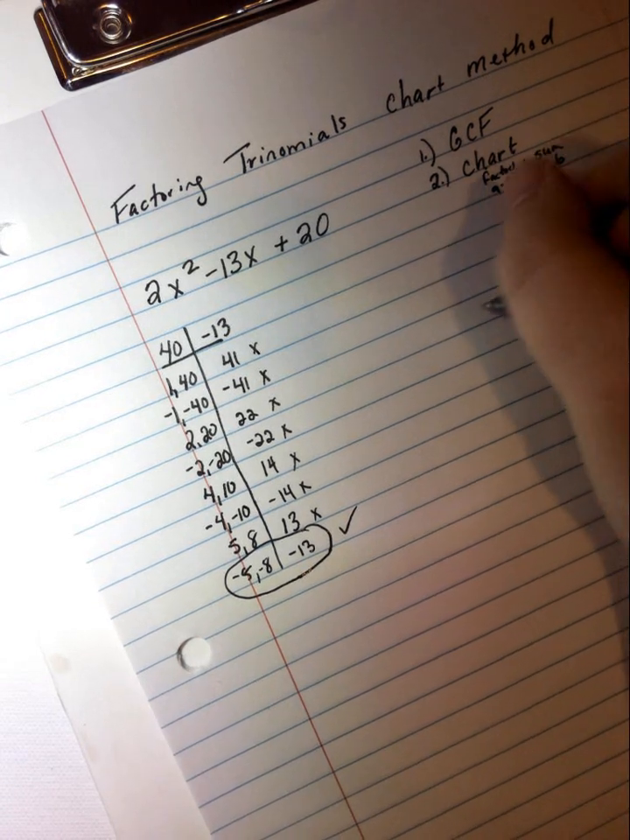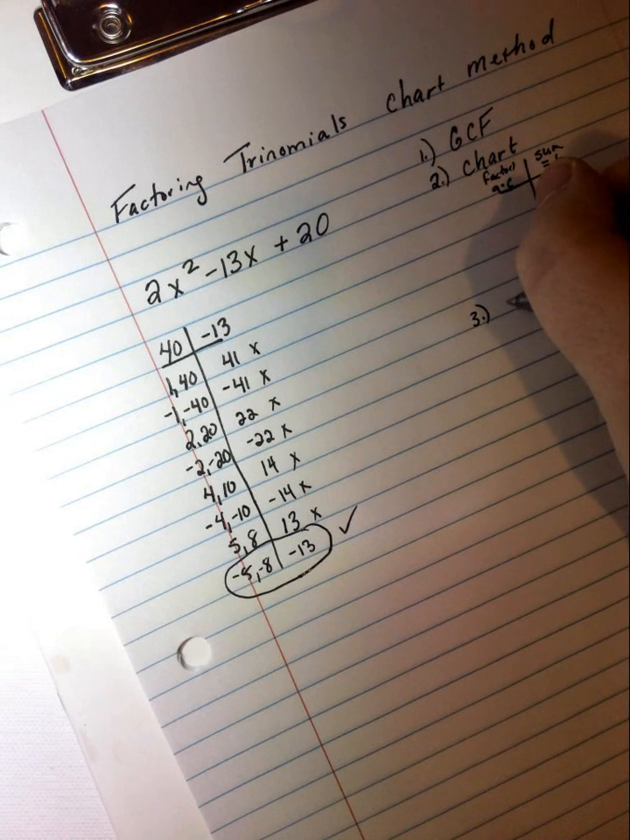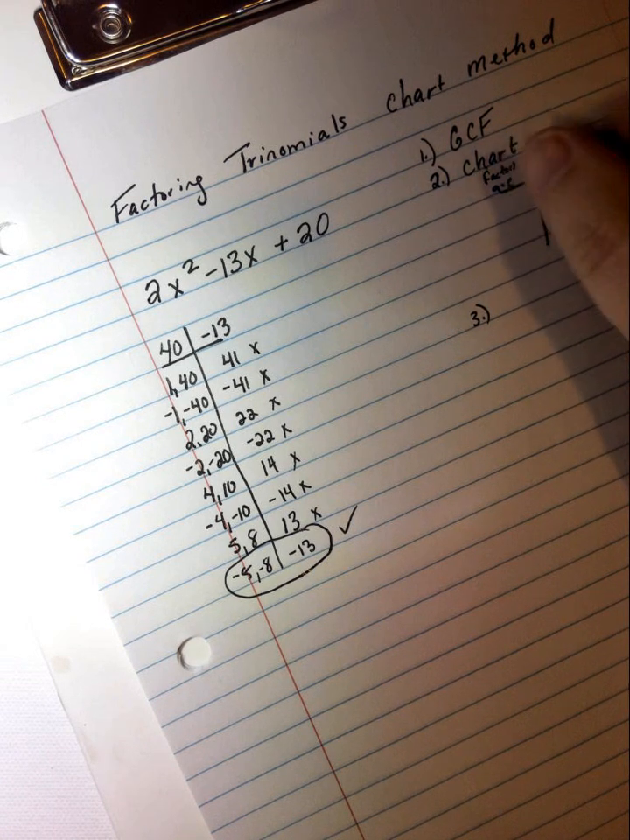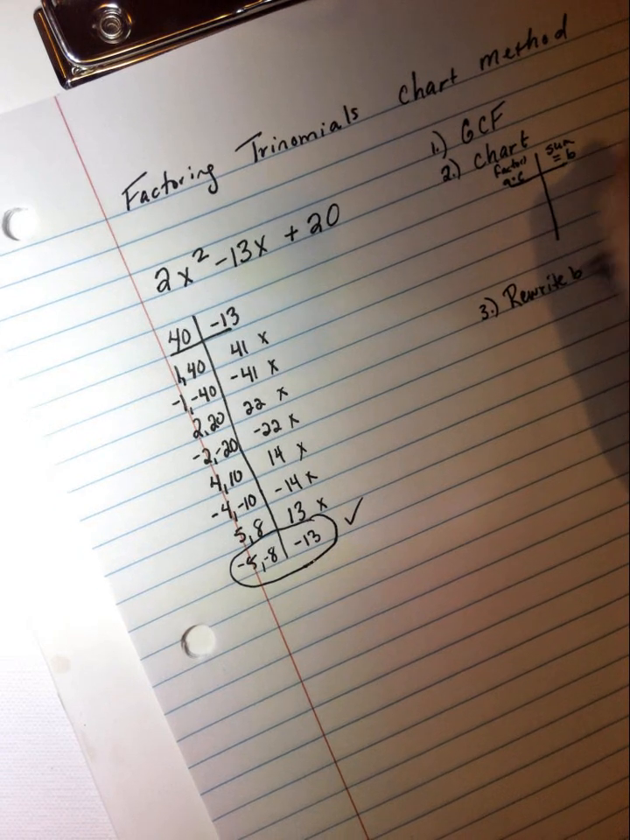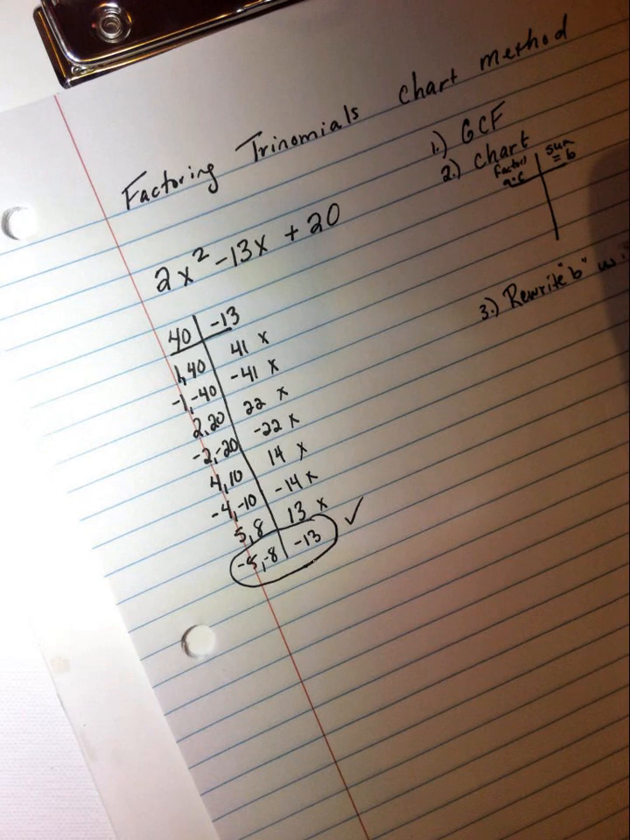Okay, so I'm doing my chart to find these two numbers right here, negative 5 and negative 8. My step 3 is the beginning of your diamond of your chart method. Okay, you want to rewrite B using your factors.